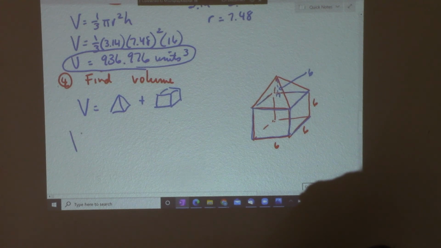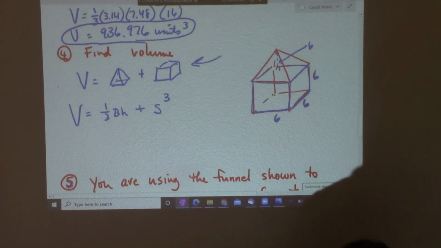So the volume, I'm going to have the pyramid, which is 1/3 base area times the height. And I'm going to have the cube here. Did I say pyramid? I meant my pyramid. So then I have the cube. Now I know it's a cube because all these lengths are the same, right? I've got 6, 6, and 6. So that's going to be side cubed. That's my formula. All right?